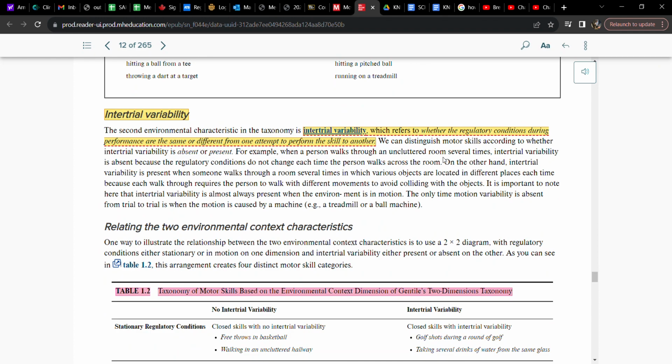Intertrial variability. If I just break down that term itself, intertrial, so each time you try something, there is variability, so it changes, right? This implies that, like playing golf, for example, every shot that you hit, even from the exact same location, probably looks a little bit different. That ball is not ending up in the exact same spot every time. So there is some intertrial variability, which basically just refers to when the regulatory conditions during the performance are the same or different from one attempt of the performance of a skill to another.